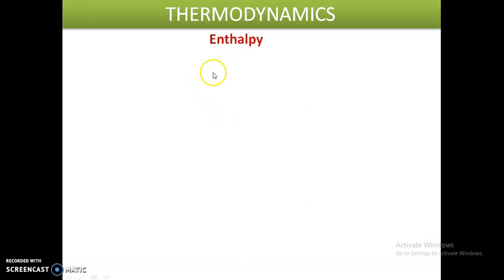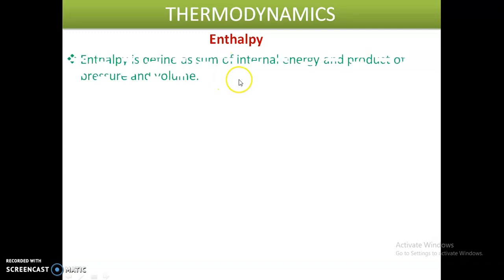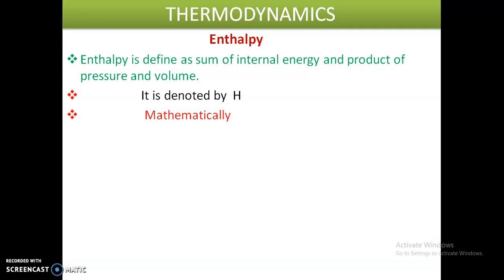Enthalpy is a thermodynamic property. Enthalpy may be defined as the sum of internal energy and the product of pressure and volume. It is denoted by H. So mathematically we can write it as H is equal to U plus PV.